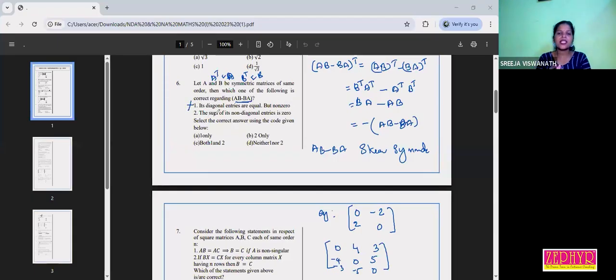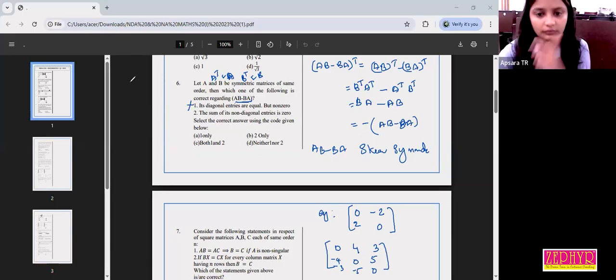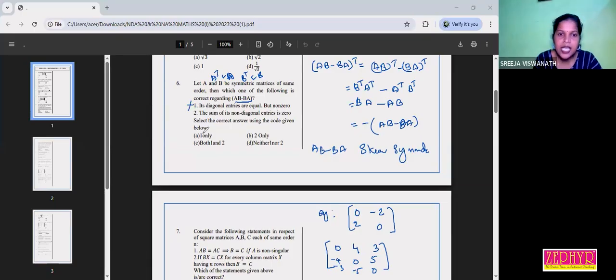Now what about the second statement? Second statement is correct, right? Sum of its non-diagonal entries is 0. If we add the non-diagonal elements, -2 plus 2 is 0. 4 plus 3 plus 5 minus 4 minus 3 minus 5, that is 0. Sum of non-diagonal elements is 0. So the correct answer is option B, 2 only.